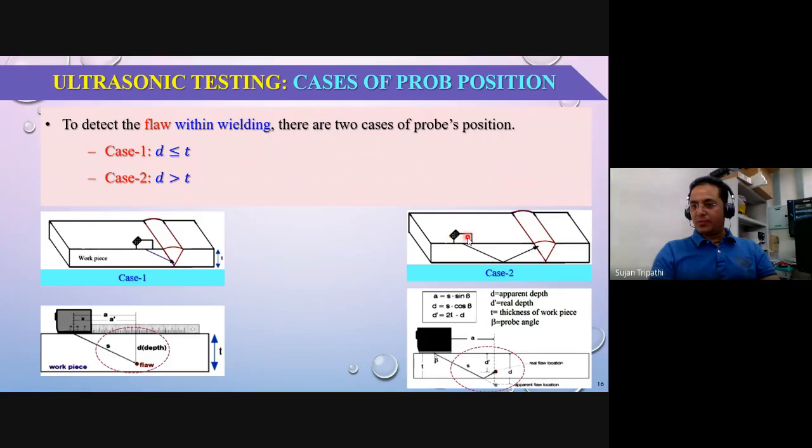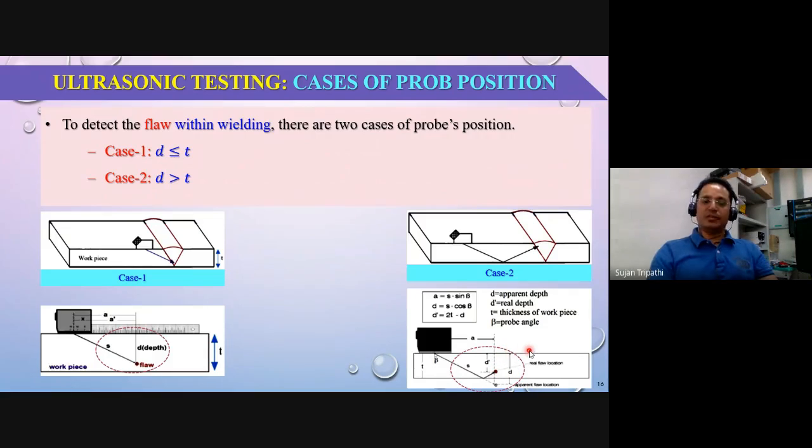If we keep the probe far from the welding area, then the wave beams do not pass directly to the defect, right? So it reflects from the surface and goes to the defect surface, and then we need to calculate the position of the defects. How do we calculate?